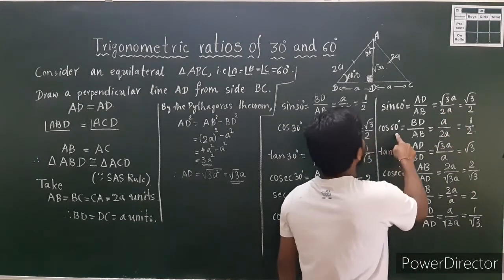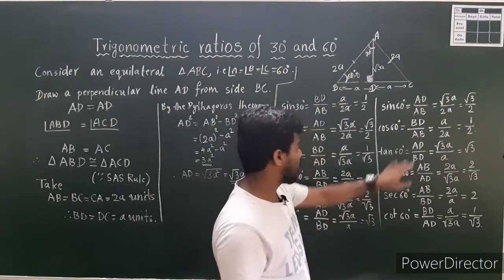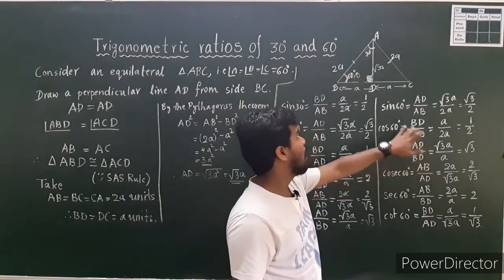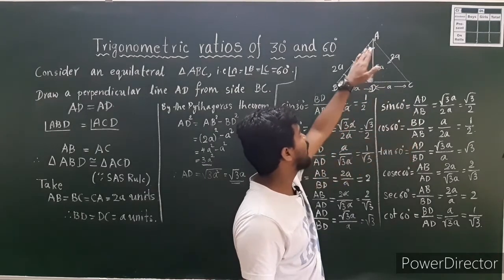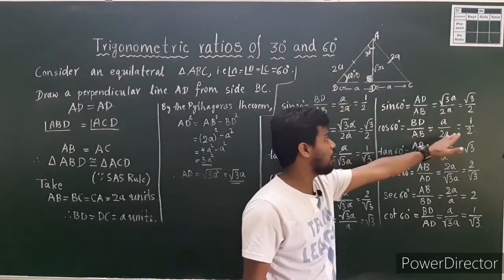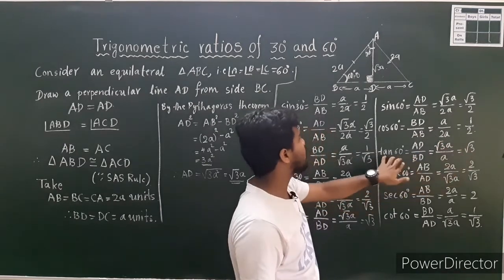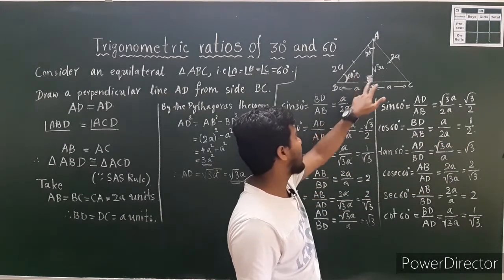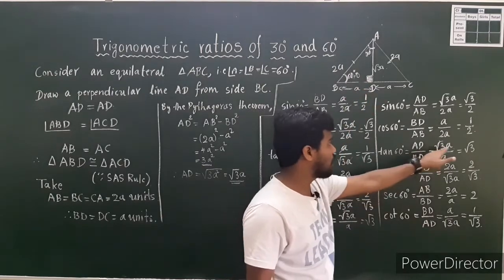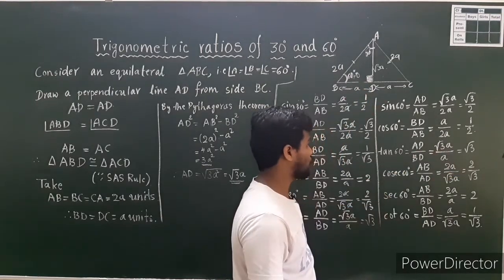So next, the value of cos 60: adjacent side by hypotenuse. Adjacent side is BD divided by AB. So a by 2a, you get 1 by 2. And next tan 60: opposite side by adjacent side. So root 3a by a, you get root 3.